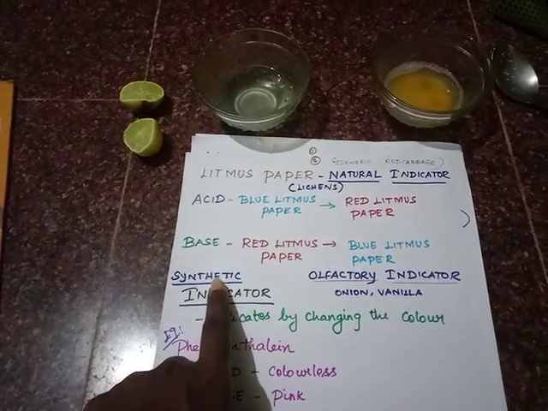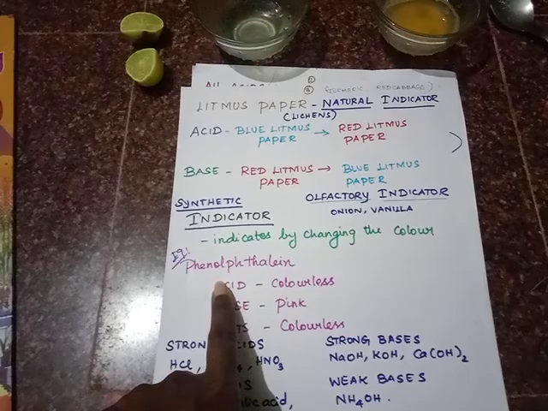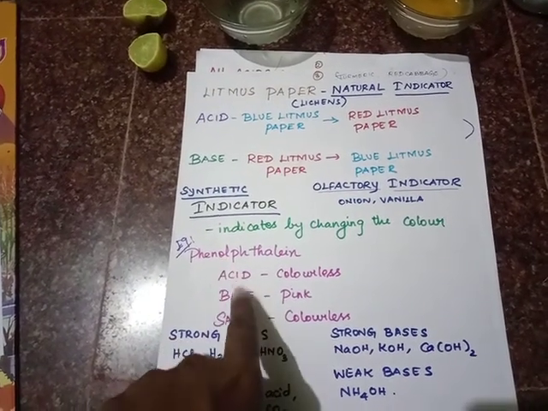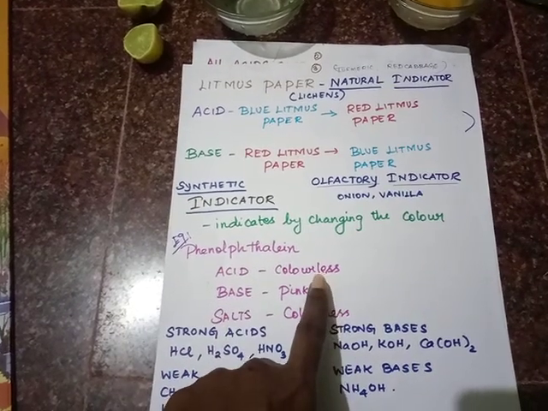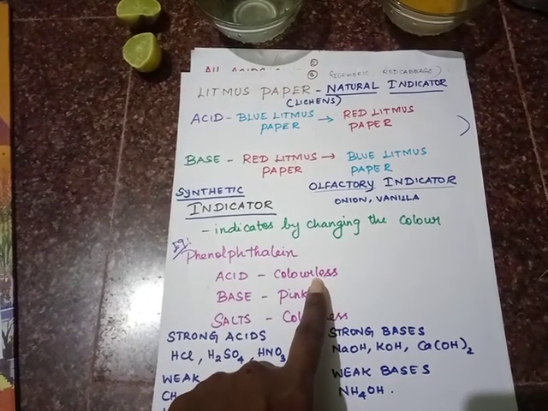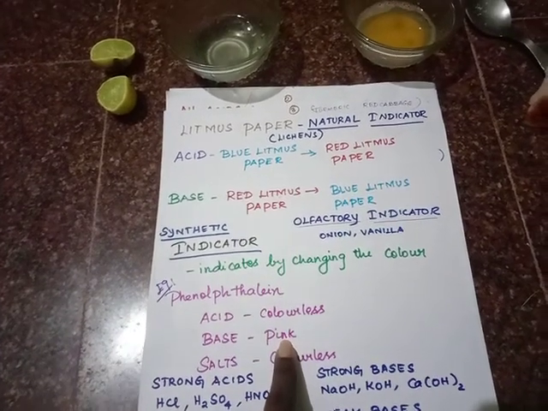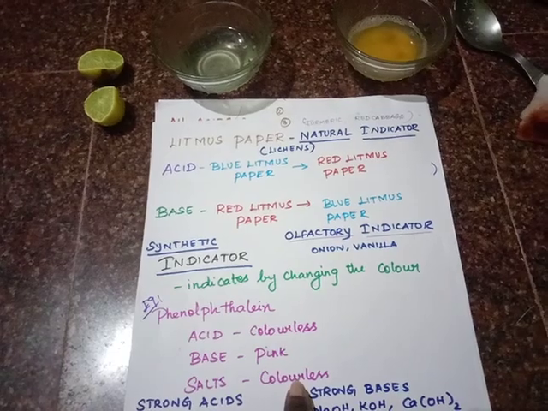And the next one is the synthetic indicator. For synthetic indicator, the best example is phenolphthalein. When a few drops of phenolphthalein are added to an acid, it does not show any changes, it will be a colorless solution. When it is added to a base, it changes into a pink colored solution. When it is added to a salt, it will be a colorless solution.